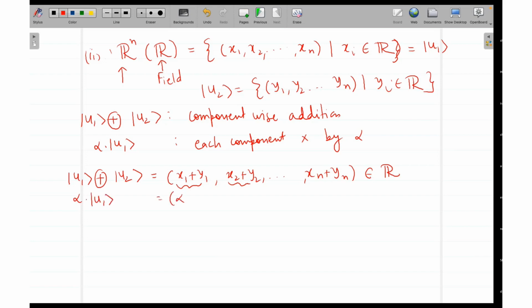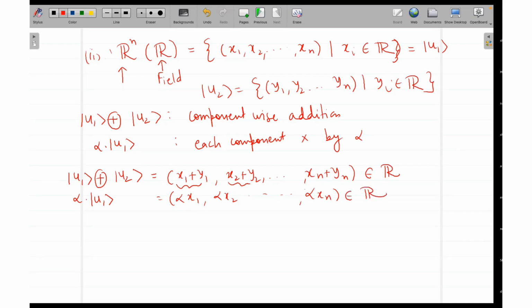So alpha x1, alpha x2 multiplication. Again, basically simply extending the concept. Will this be again in the real space? Yes, sir. All the numbers? Yes, sir, because we are multiplying. We have already seen it. Very good.